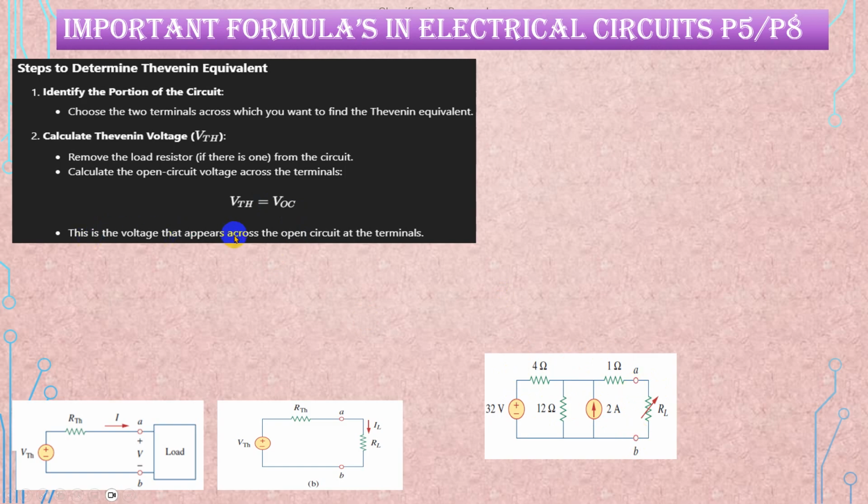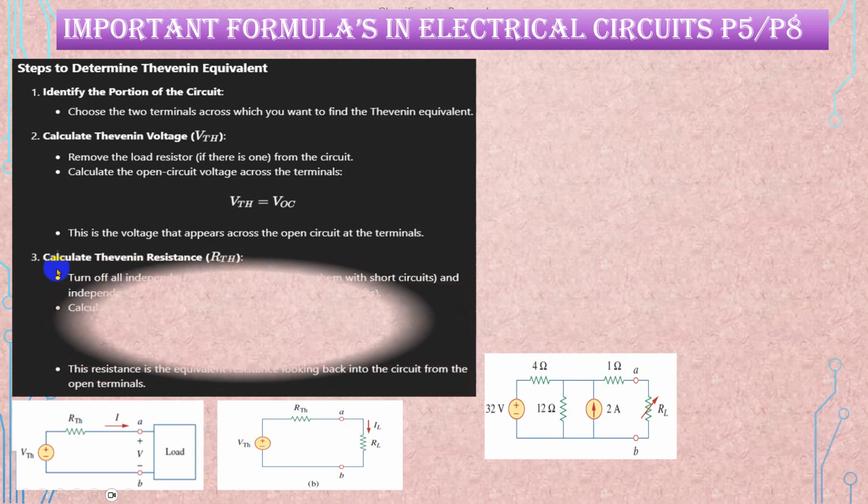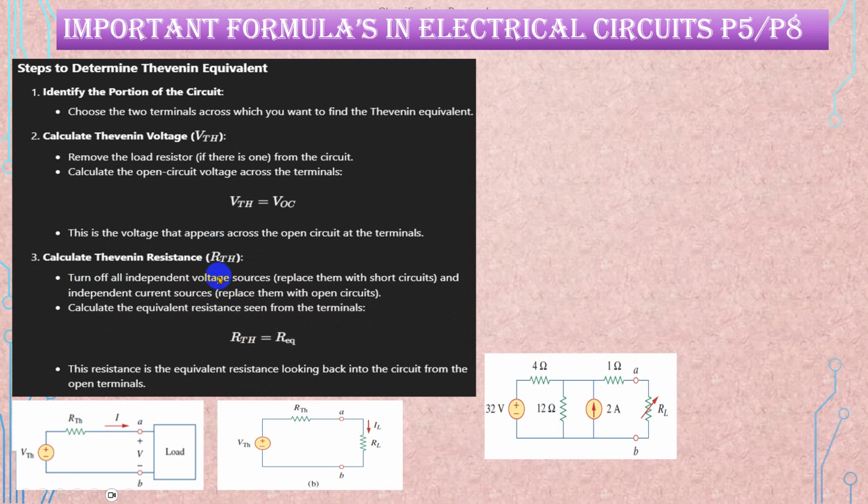Now this voltage that appears across the open circuit at the terminals is nothing but V Thevenin. Next we need R Thevenin. How to find it? Now, finding R Thevenin: turn off all the independent voltage sources, replacing them with a short circuit, and replace independent current sources with an open circuit.